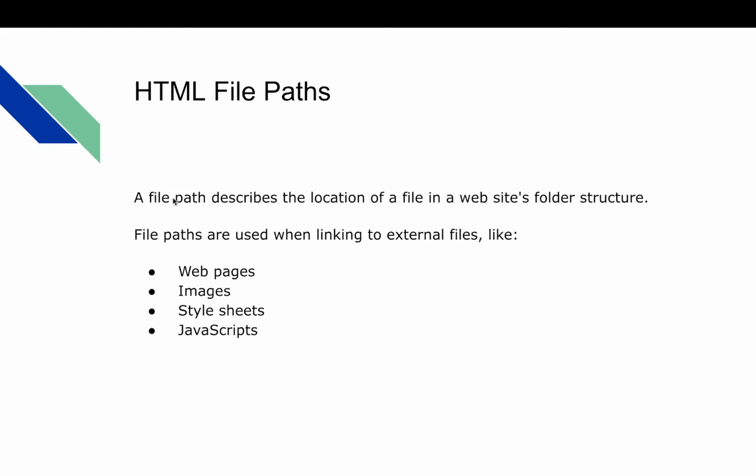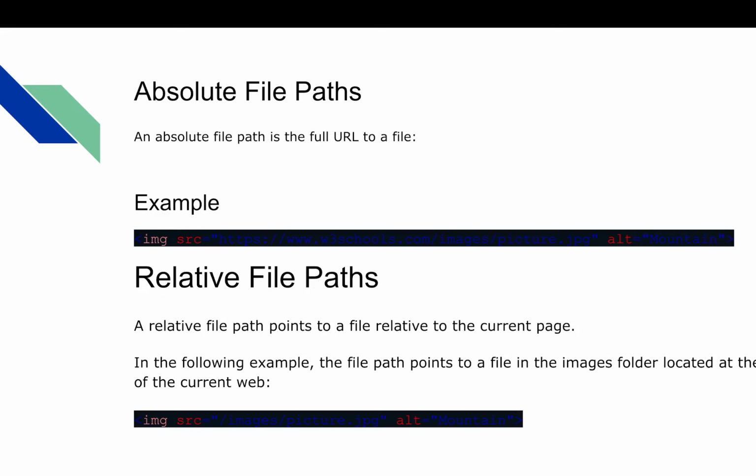So image file path: a file path describes a location of a file in your website folder structure. File paths are used when linking to external files like web pages, images, style sheets, JavaScript. Yes, you can use file path for all of them. So for images, we have the absolute file path and relative file path. I've explained that. An absolute file path is the full URL to a file.